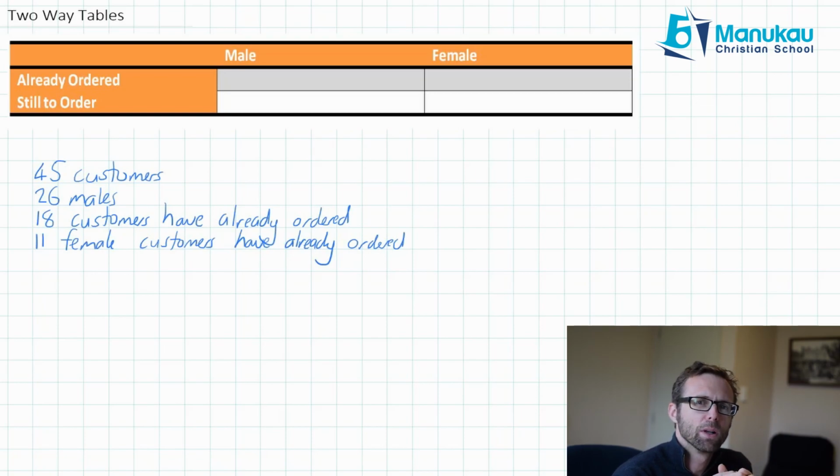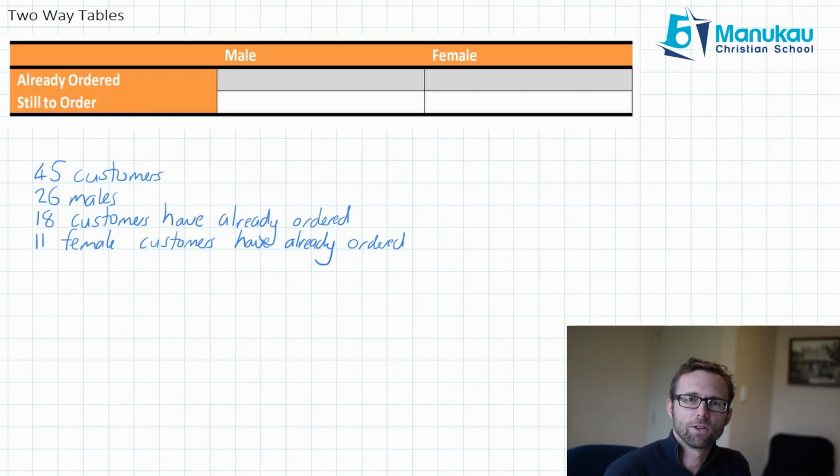Well, a two-way table gives you information about two types of data at the same time. So I've got an example here. I have data about whether the gender of a person at a restaurant is male or female, as well as a second piece of data about whether they have ordered or they're still waiting to order. So we can represent this on a two-way table. So far so easy.